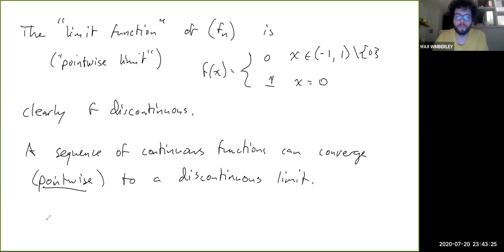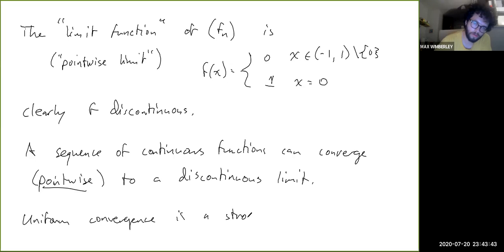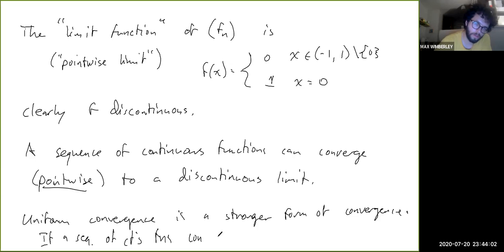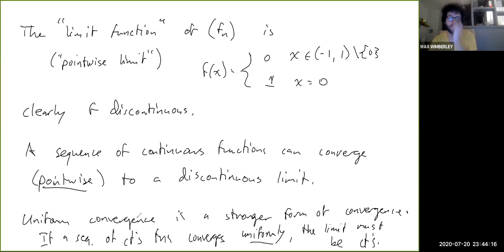So the question would be, when can we say that a sequence of continuous functions converges to a continuous limit? That's what we need uniform convergence for. So uniform convergence is a stronger form of convergence. If a sequence of continuous functions converges uniformly, the limit must be continuous. Okay, so we're going to formulate that property in the next lecture.